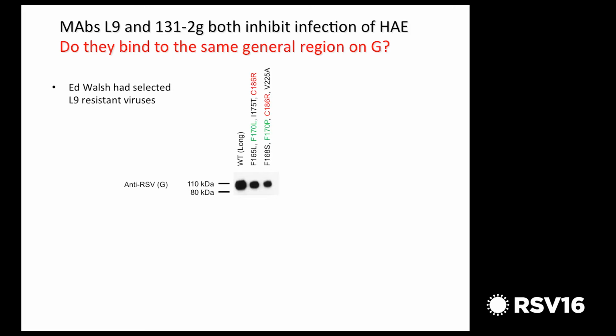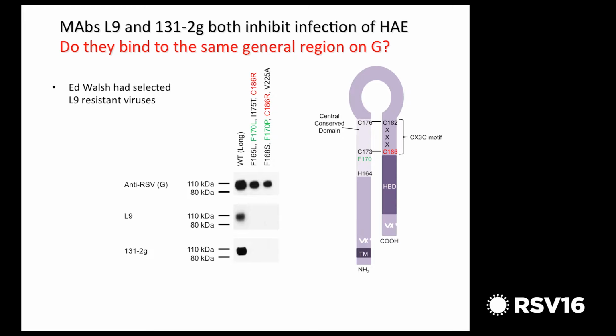Now, what about staining with the L9 antibody? We expected we would not see it because these had been selected against L9, so the L9 does not bind. The surprising thing was that 131.2G didn't bind either, suggesting now that these 2 antibodies are binding in a similar region.